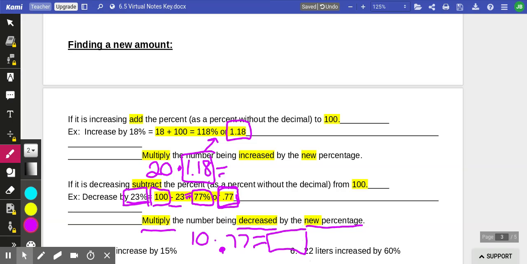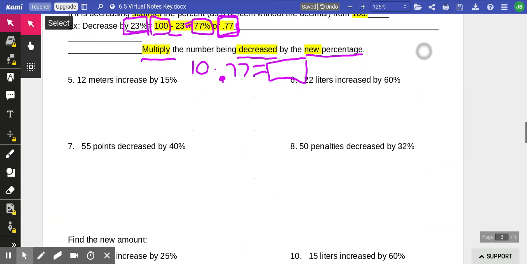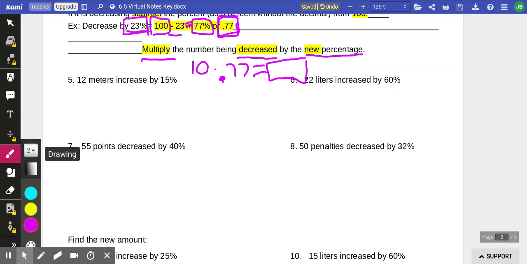All right, let's take a look at some other examples. Number 5: if I am able to swim 12 meters and I want to increase that by 15%, I have my 15%, let's start there. I'm going to add it to my 100%.